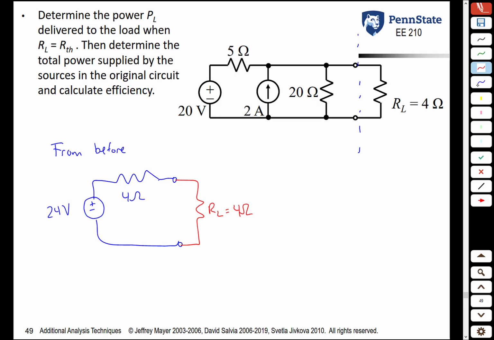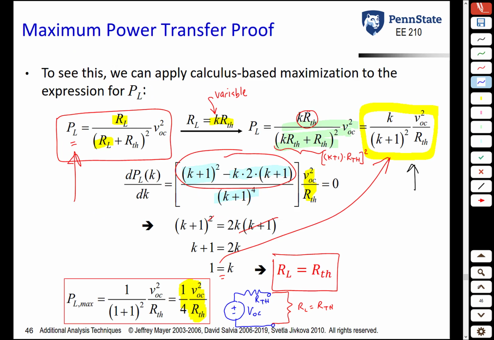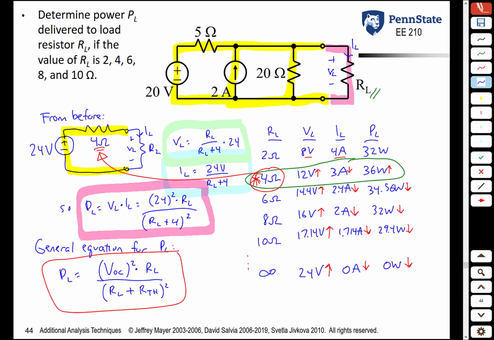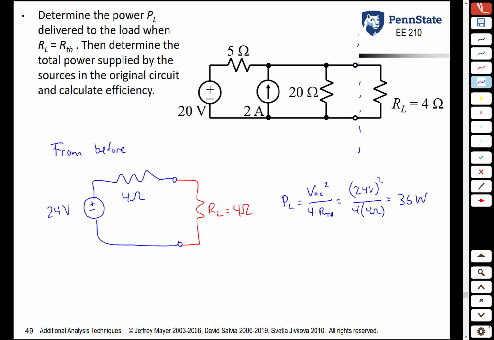In this situation, what is the power absorbed by the load? Using the maximum power transfer equation, it's VOC squared over 4R Thevenin, which is 24 volts squared over 4 times 4 ohms, 36 watts. This is what we saw, by the way, in this example here. So it's really nothing new.